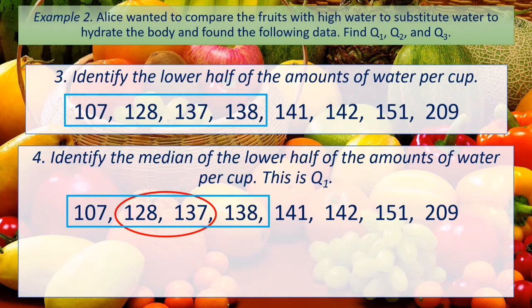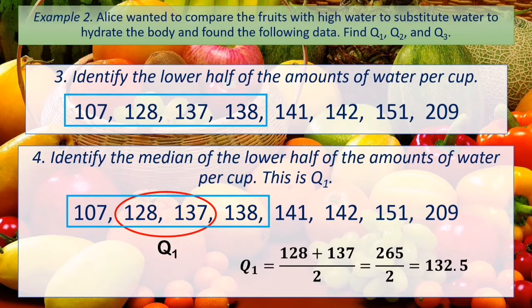The same with what we have done a while ago. To find the median of these two values, we will find the mean of 128 and 137. By doing this, we will add the values and divide the answer by 2. So we have 128 plus 137 is equal to 265. Divided by 2, the answer is 132.5. Therefore, our first quartile is 132.5.